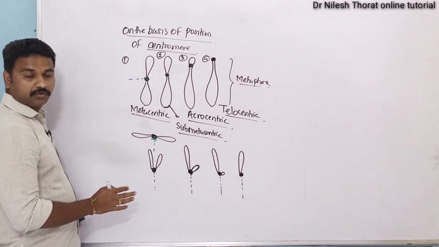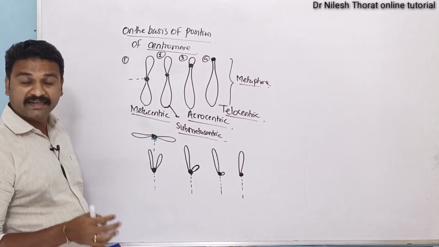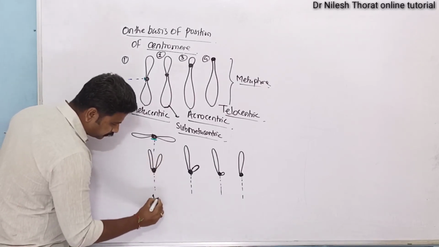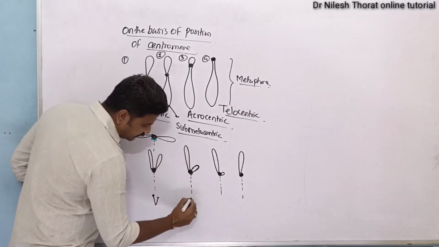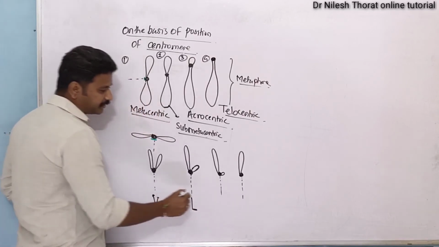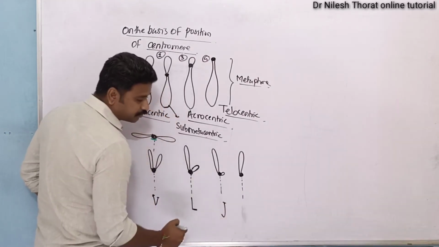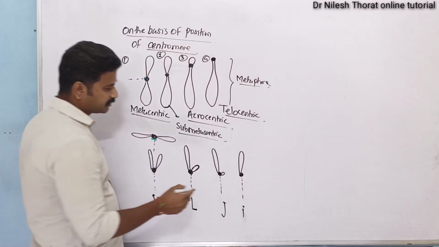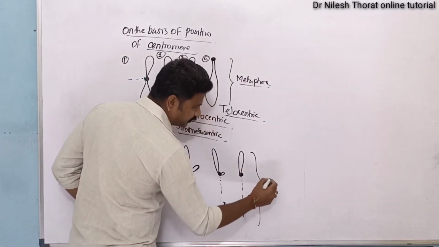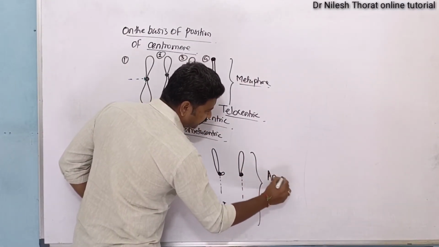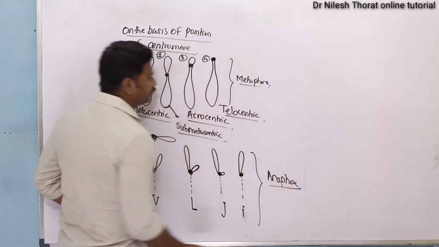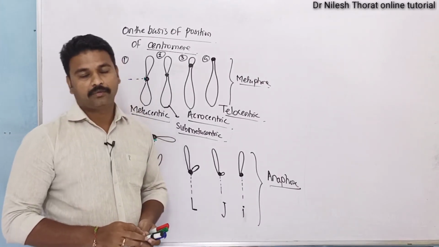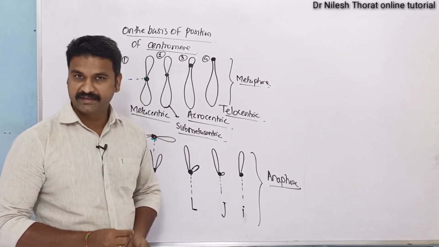So on the basis of how the chromosome looks in anaphase due to the pulling effect, we have V for metacentric, L for submetacentric, J for acrocentric and I for telocentric chromosome. These types of structures are observed due to the pulling effect in anaphase. So these are the various types of chromosome which we observe in eukaryotic cells.